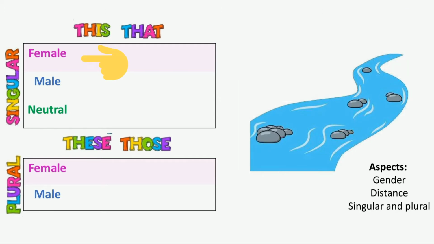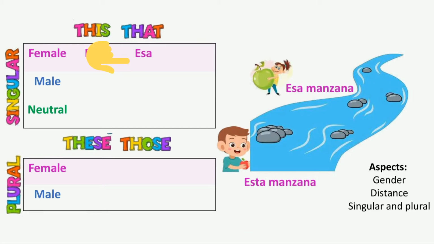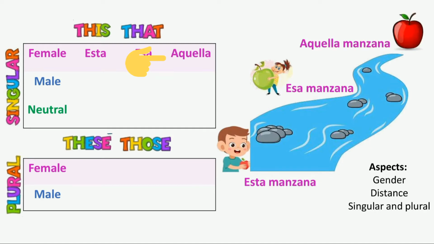The female gender is used for objects or people. For this is esta. Esta manzana. For that is esa. Esa manzana. And for the third distance is used aquella. Aquella manzana. Demonstrative pronouns in the female gender always end in a.